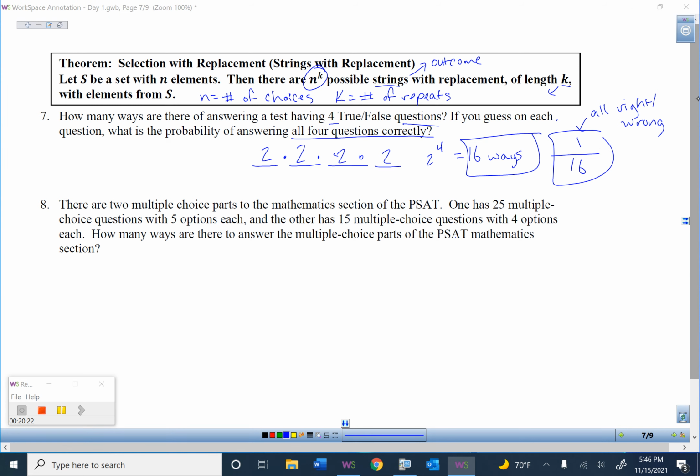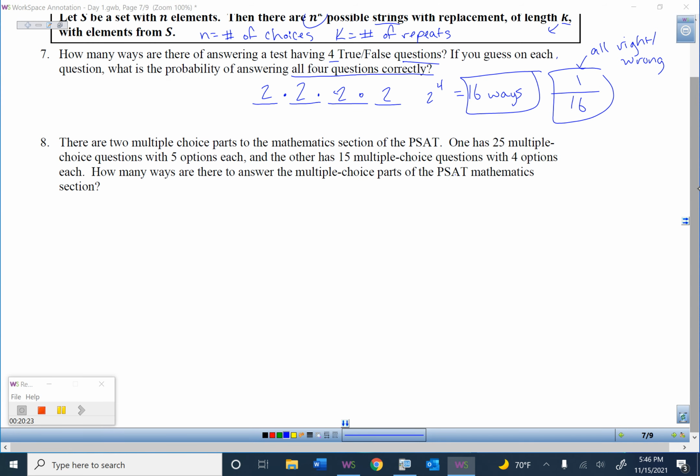Okay, so let's check out this next one. It says there are 2 multiple choice parts to the mathematics section of the PSAT. So I'm going to go with part 1 here and part 2. It says one of them has 25 multiple choice questions with 5 options each, and the other has 15 multiple choice questions with 4 options each.